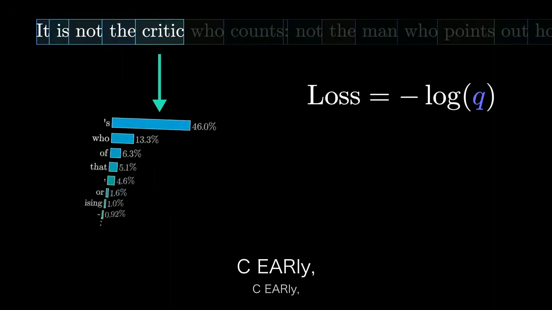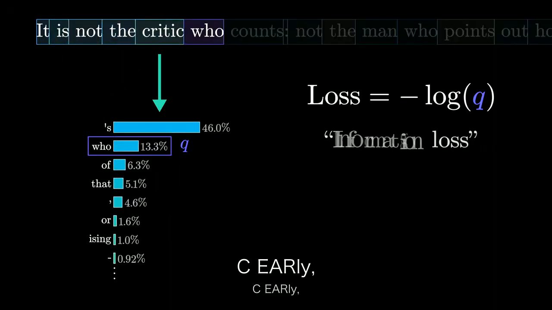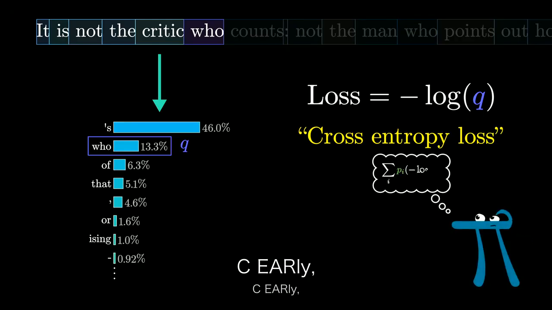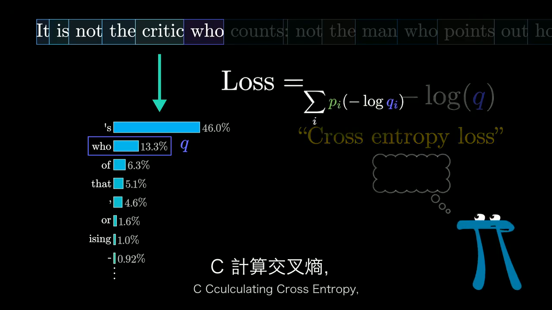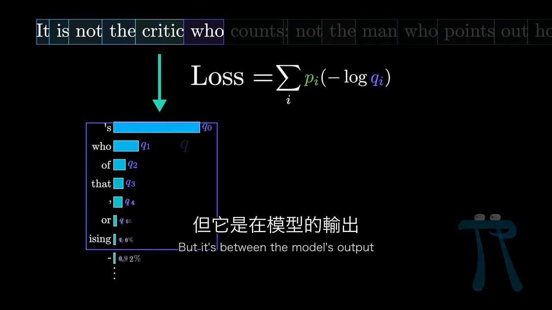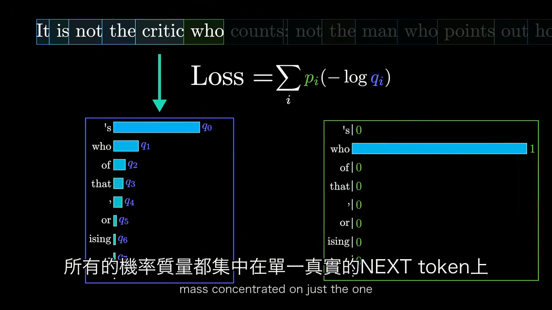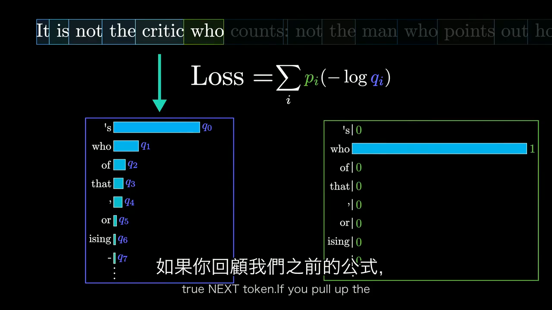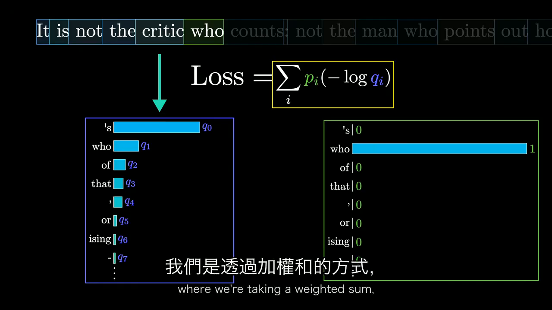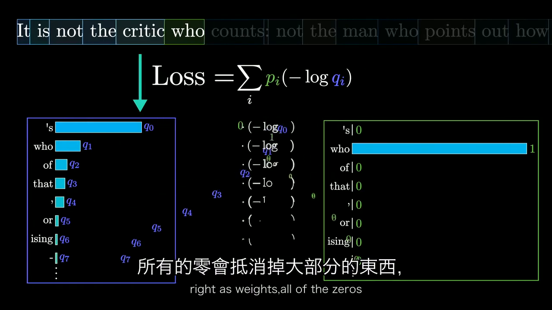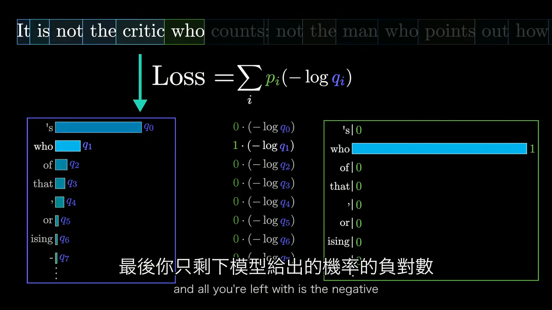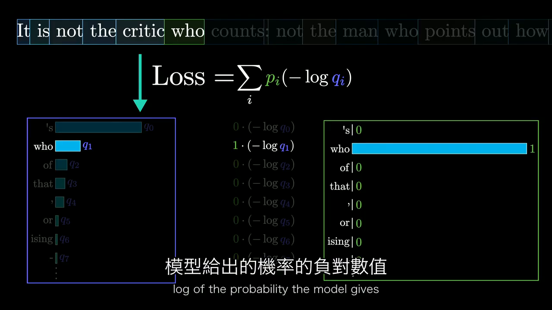You might think this loss function would go by a name like information loss or log loss, but in fact, people call it cross-entropy loss, which at first might sound really strange, given that nowhere in the explanation have we actually used the cross-entropy formula. Now, there is one very unsatisfying way that this is commonly described, where you say, we are calculating cross-entropy, but it's between the model's output on a given token and a fully skewed distribution with all the probability mass concentrated on just the one true next token. If you pull up the formula we had earlier, where we're taking a weighted sum, using all these quantities on the right as weights, all of the zeros cancel most of the things out, and all you're left with is the negative log of the probability the model gives to the true next token.